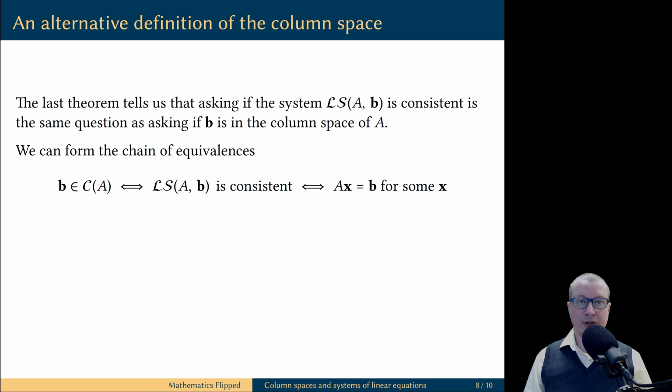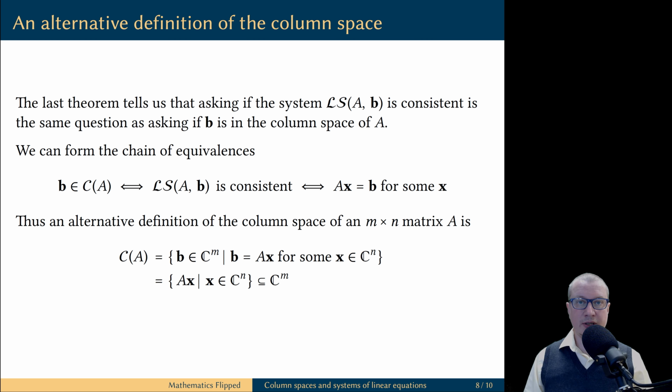Therefore, a vector b belongs to the column space of the matrix A if and only if you can find a vector x so that the matrix-vector product, matrix A multiplied by the vector x, is equal to the vector b. This observation allows us to come up with an alternative definition of the column space.